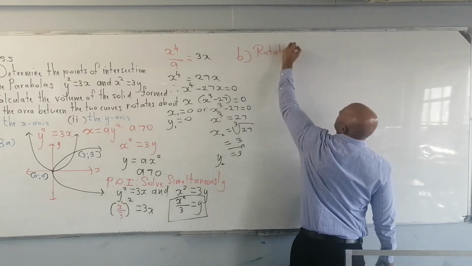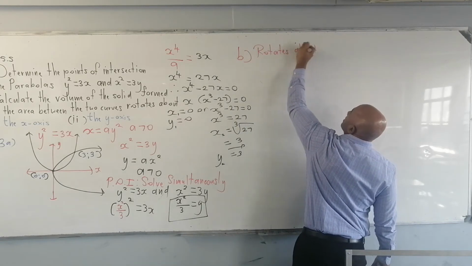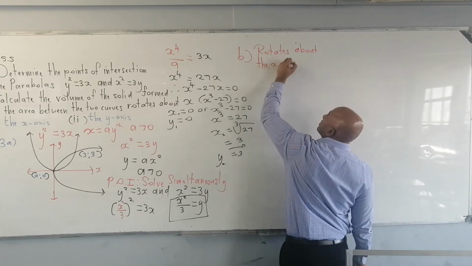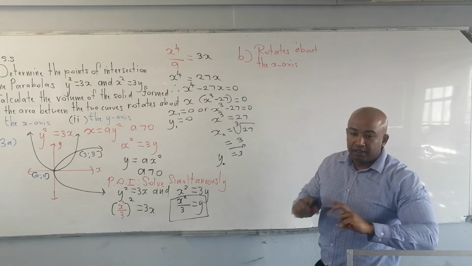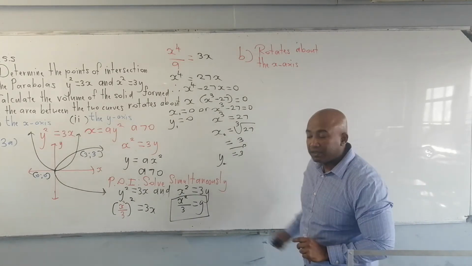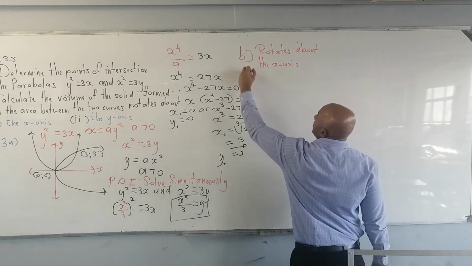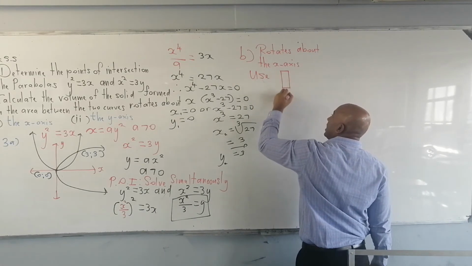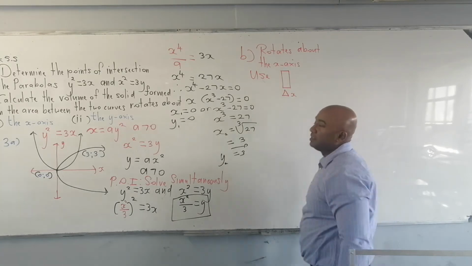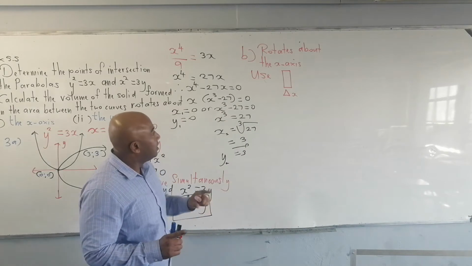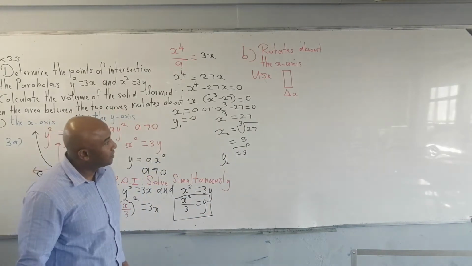Rotates about the x-axis. So in N5, if the question states rotates about the x-axis, you need to use this representative rectangle. Okay, if the question states rotates about the y-axis, then you will use delta y.